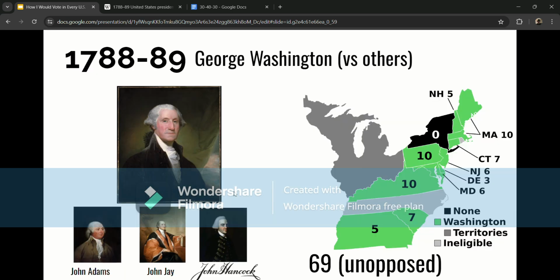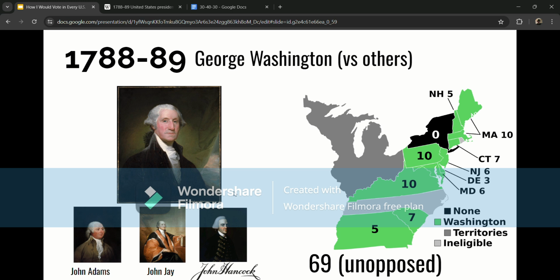So, with all of that spiel out of the way, we will start, of course, with the very first presidential election of 1788 to 1789. This is, of course, one of 3 presidential elections where the main person who was in the running for the votes pretty much ran unopposed.